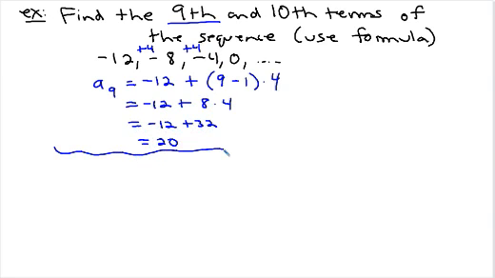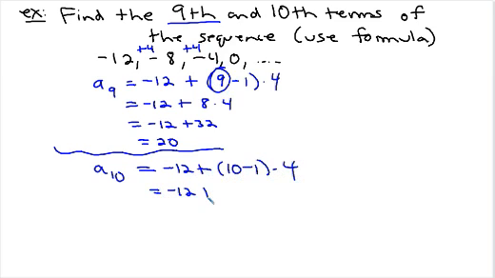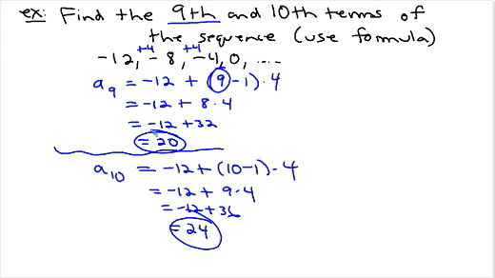Then to find the 10th term, everything stays the same except for this. That will become a 10. That's the only thing that would change. So it would be negative 12 plus 9 times 4, which is negative 12 plus 36. So the 10th term is 24. And we will stop there for today.